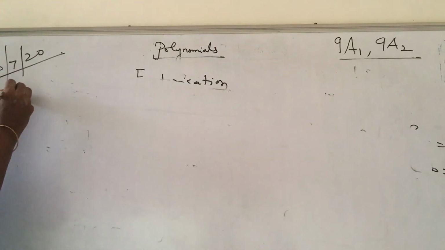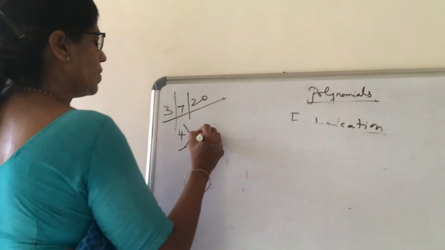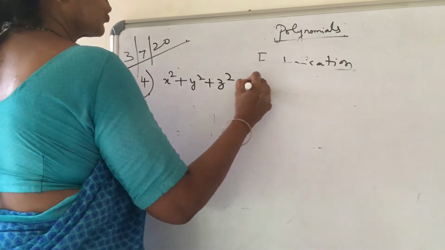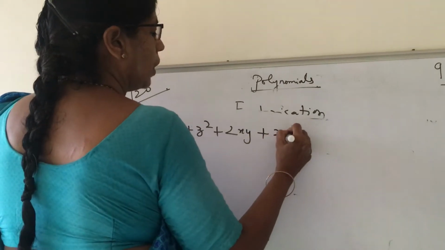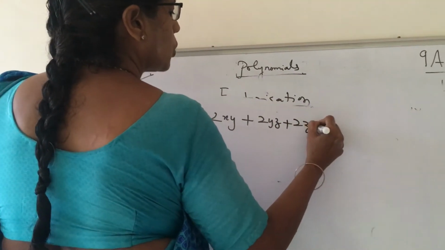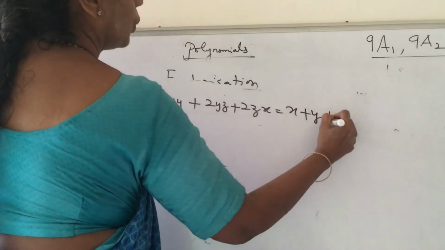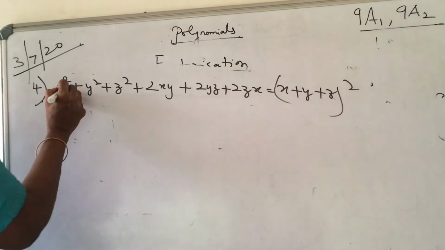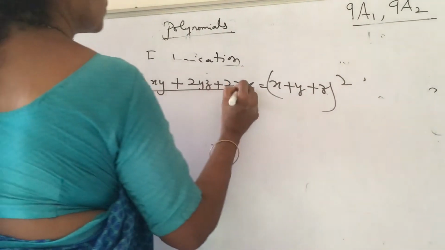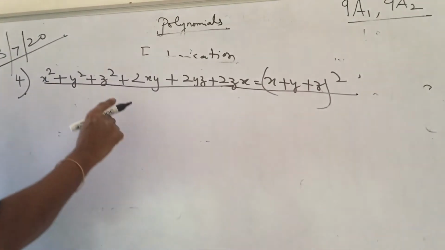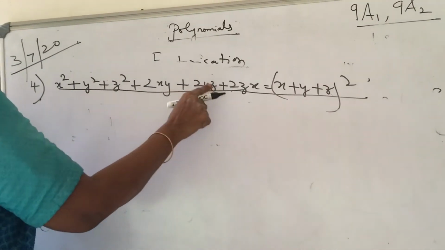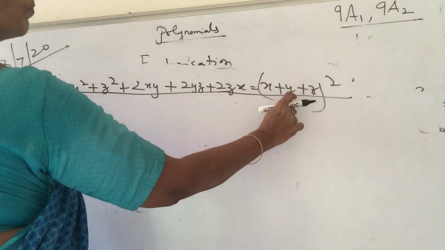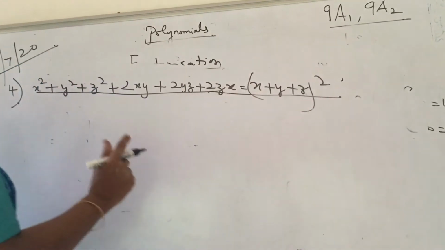The fourth factorization is x square plus y square plus z square plus 2xy plus 2yz plus 2zx is equal to, yes children, x plus y plus z the whole square.